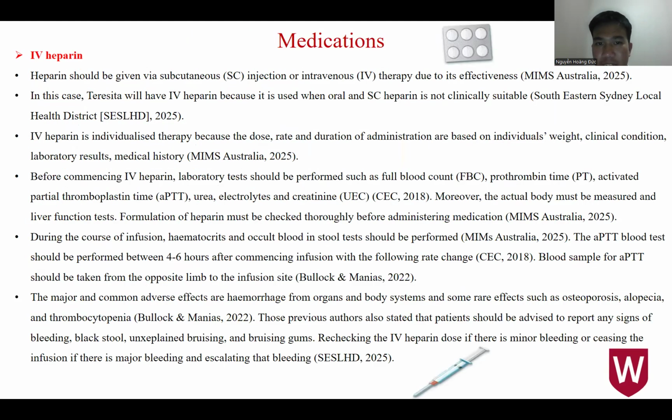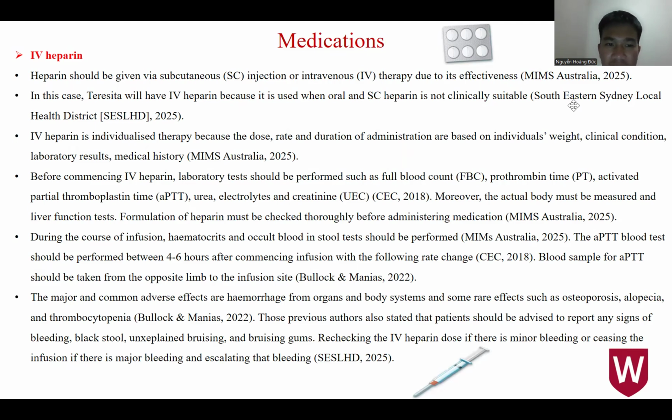I'm going to come up next with some medications. So the first one, IV heparin. Heparin can be given via subcutaneous (SC) injection or intravenous (IV) therapy due to its effectiveness. In this case, Christa will have IV heparin because it is used when oral and SC heparin are not clinically suitable. The IV heparin is individualized therapy because the dose rate and the duration of administration are based on the individual's weight, clinical condition, lab results, and medical history.